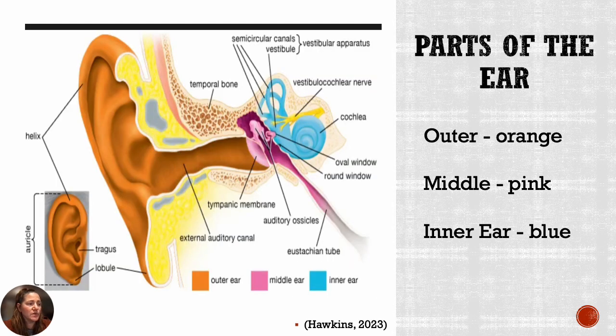This image shows the three sections or parts of the ear. The outer ear is shown here, represented by orange. The middle ear is represented by the objects colored in pink all the way down. And then lastly, the inner ear, which is represented by this blue colored object.